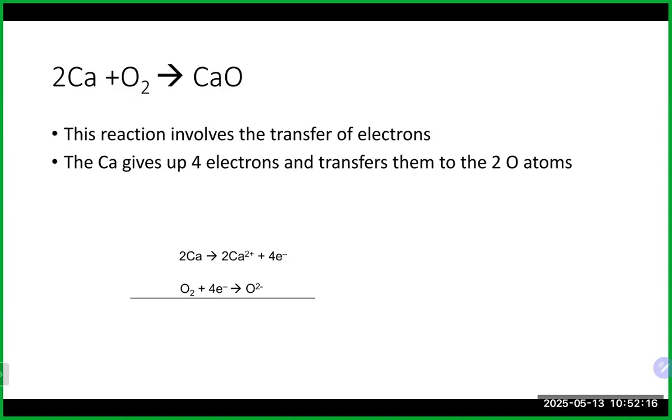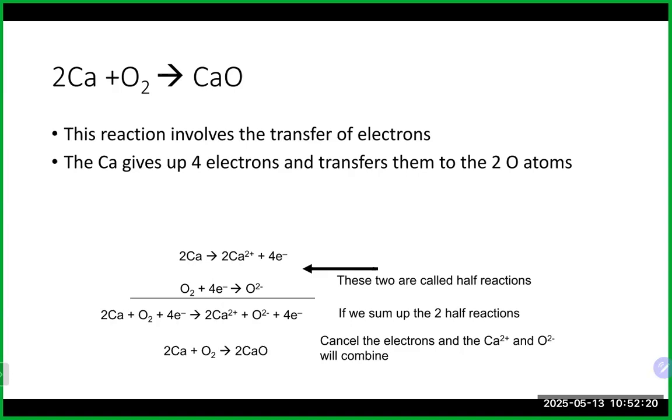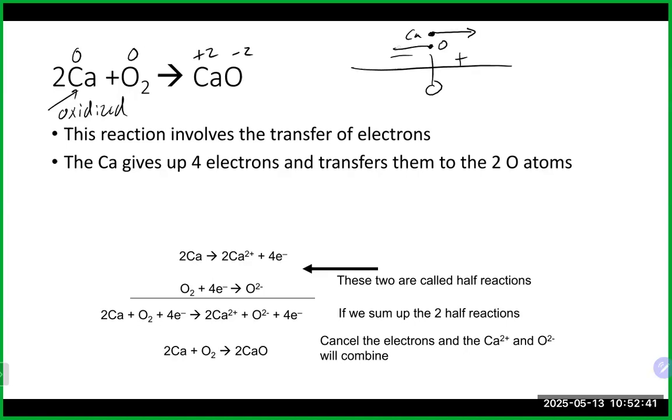Here again is another example of what we've been talking about. Looking at calcium, no oxidation state, no oxidation state. Once again, +2, -2. So again, we see what we expect here. Calcium starting at 0, ending at +2, so it is being oxidized. Oxygen starting at 0, ending at -2, so it is becoming more negative, it is being reduced.